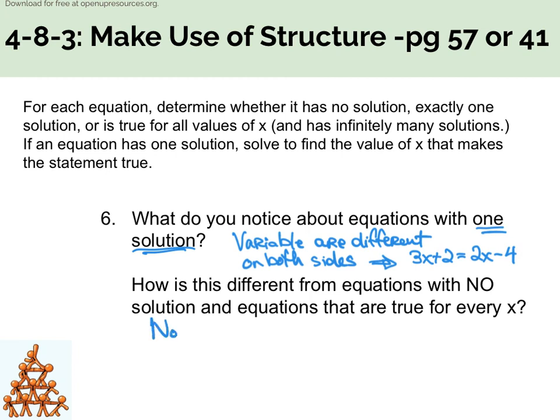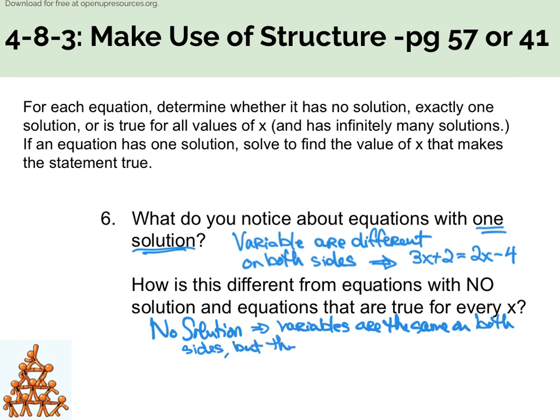So for no solution, we're going to have it as the variables are the same on both sides, but the numbers are different. So as an example, we can have 10x minus 6 equals 10x plus 2.